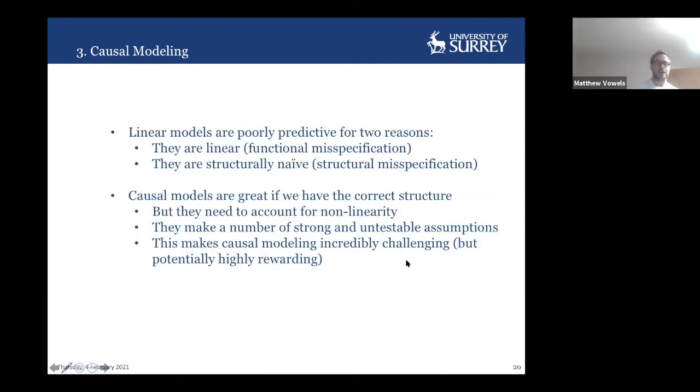So that was, I guess, a very quick tour of what I talked about in my last workshop. And as a summary, linear models are poorly predictive for two reasons. Firstly, they're linear, so there's functional misspecification. And secondly, they're structurally naive. The idea that everything is this beautiful exogenous structure is just not going to happen in the real world unless we take steps to achieve that.